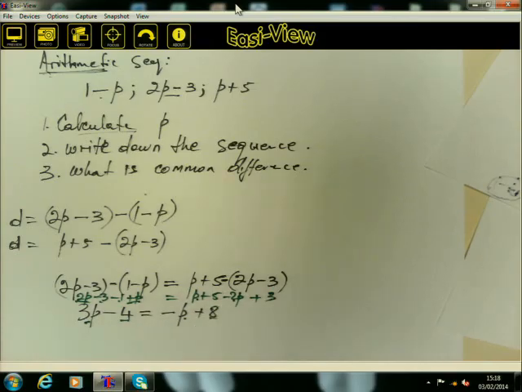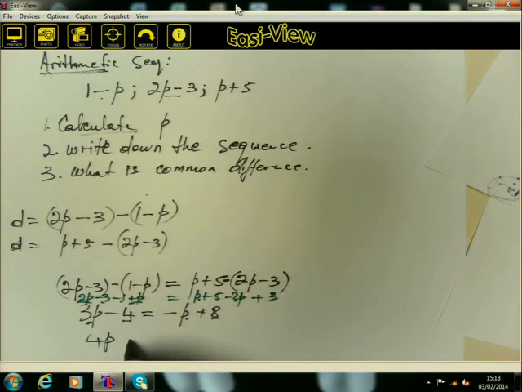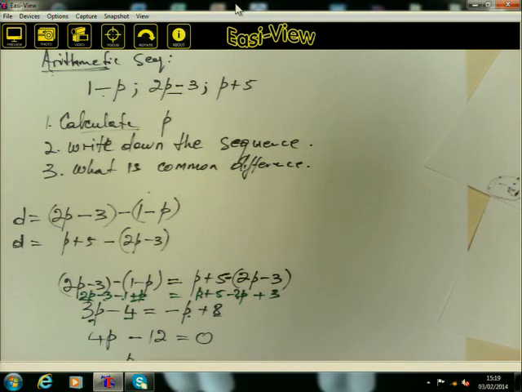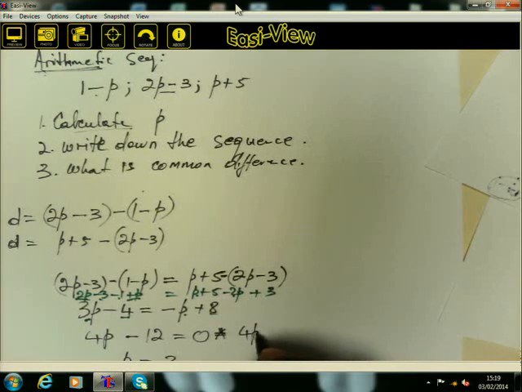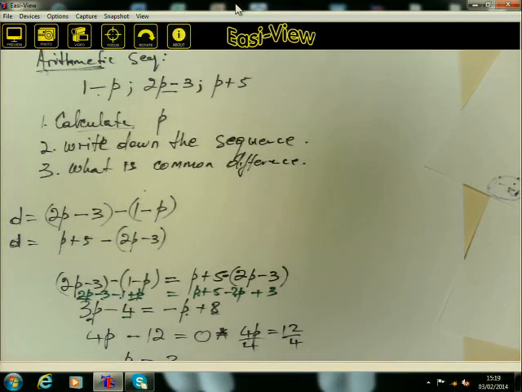We ultimately have now this side, when this p crosses, we are going to have 4p minus 12, that is going to be equal to 0. We are left with nothing there. Ultimately, p is going to be equal to 3. Because from here, we are going to have 4p equals 12. Dividing by 4 both sides, we end up with p being equal to 3.